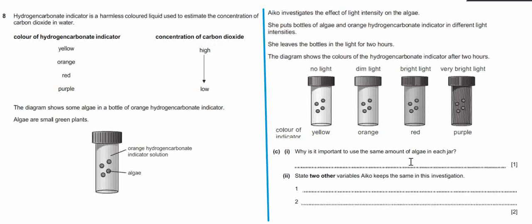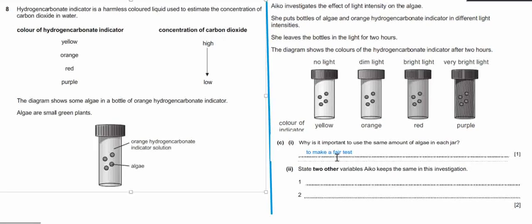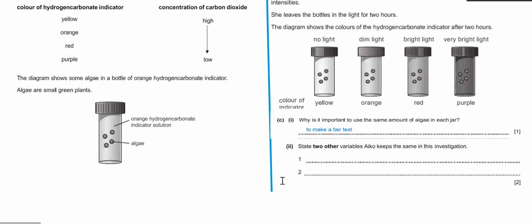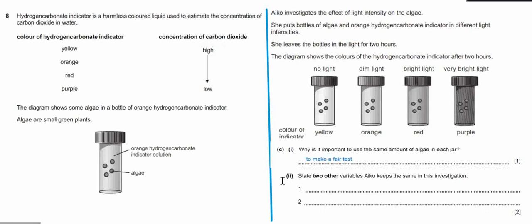Alright guys, let's check out the answers. So the answer is to make a fair test. The same amount of algae means it's a constant variable. So the test will be fair as it has the same amount of algae in each container. Alright, next, question C, part 2. State the other two variables Ico keeps the same in this investigation.